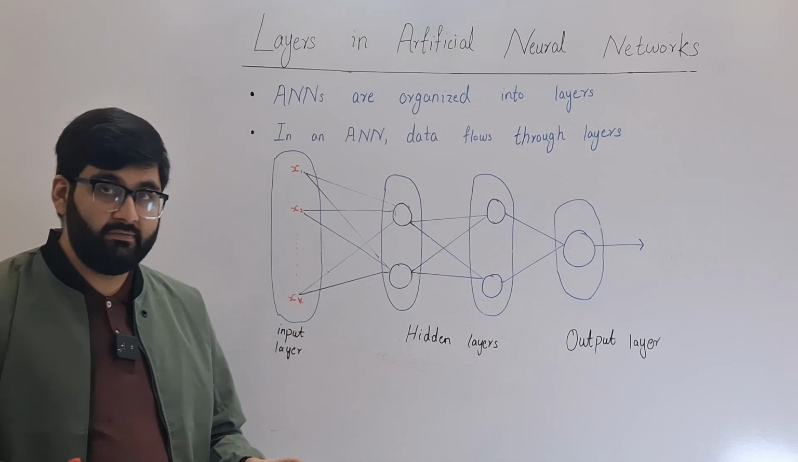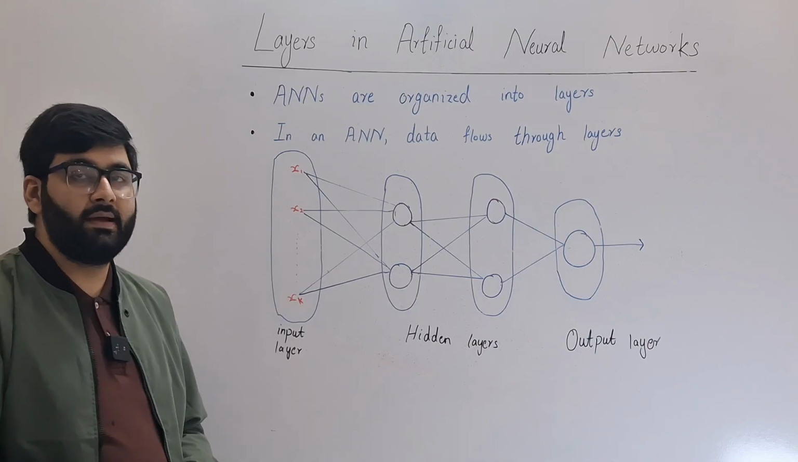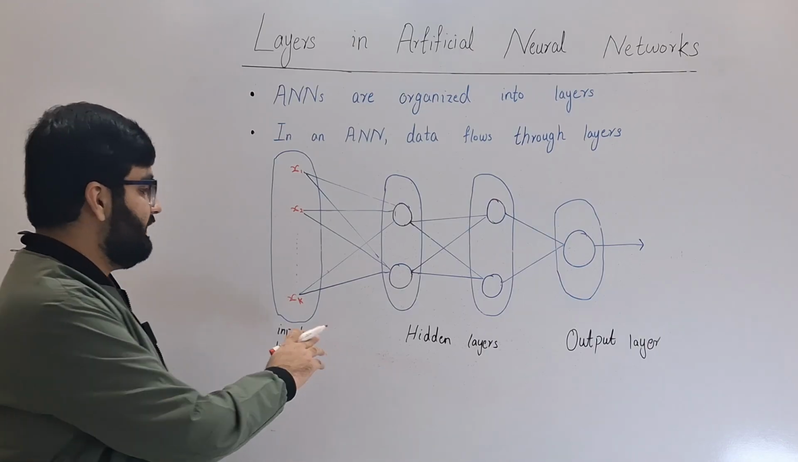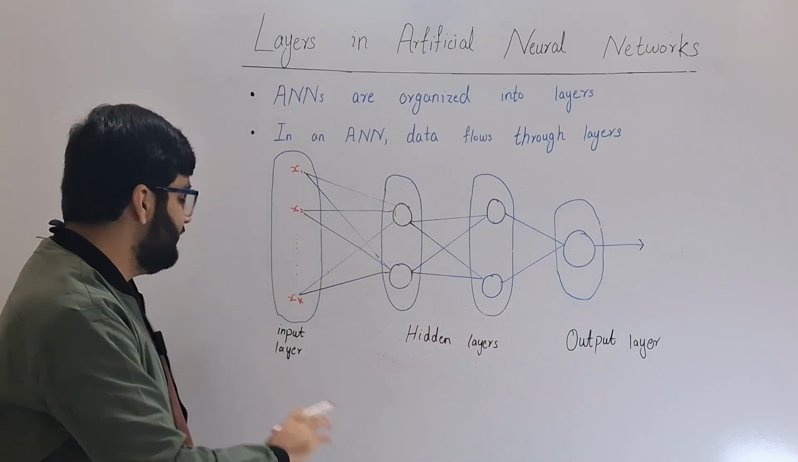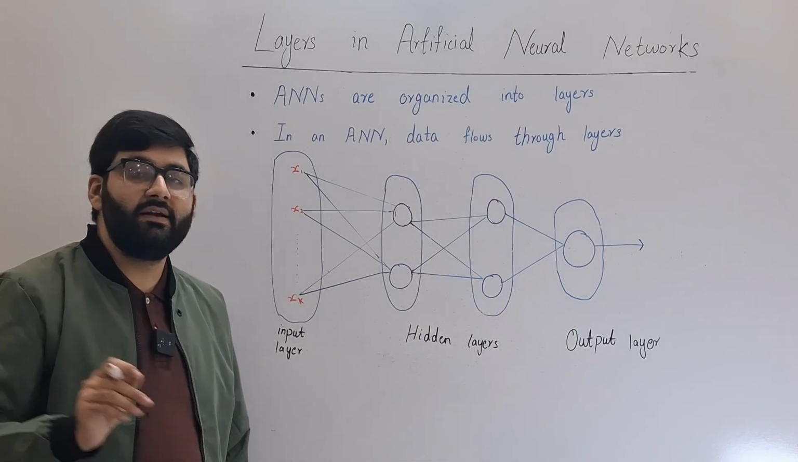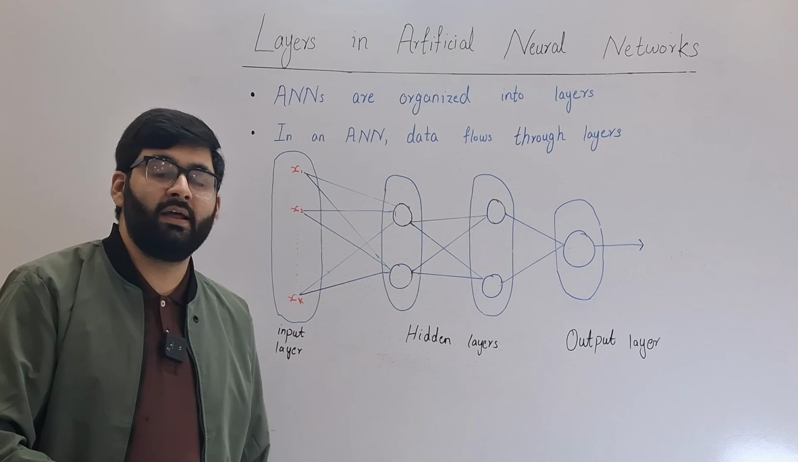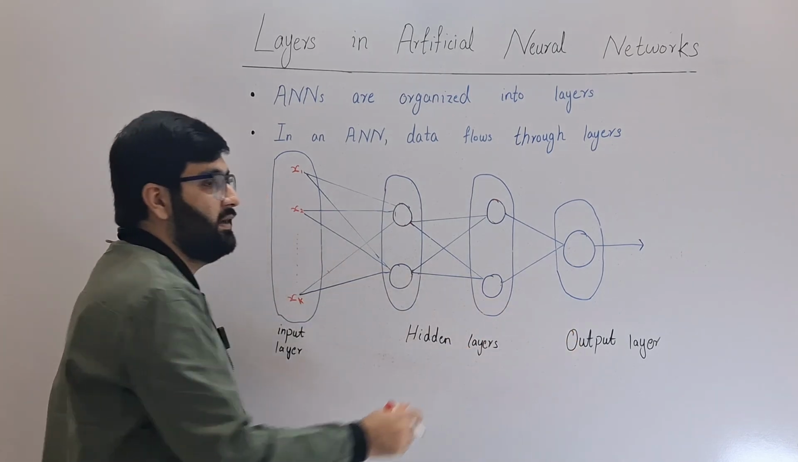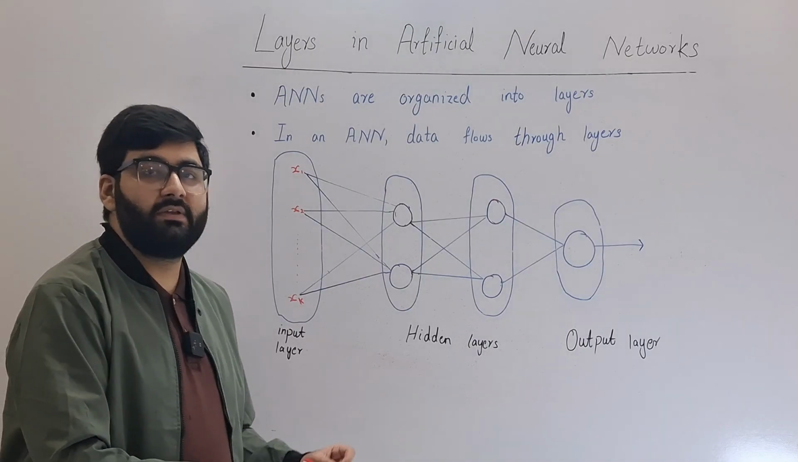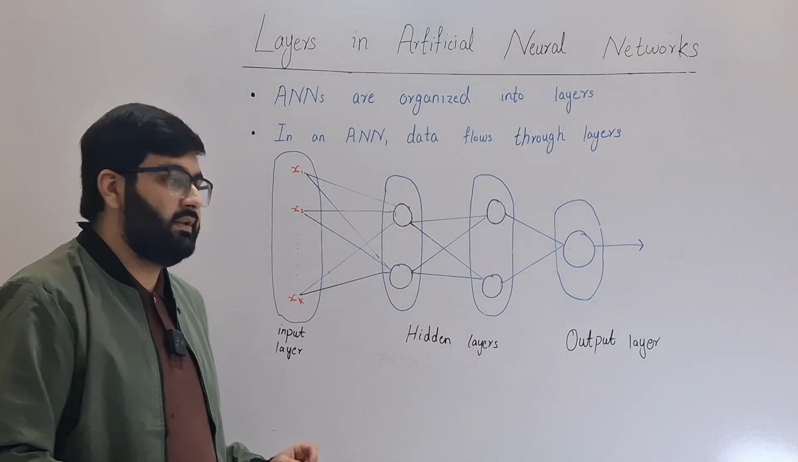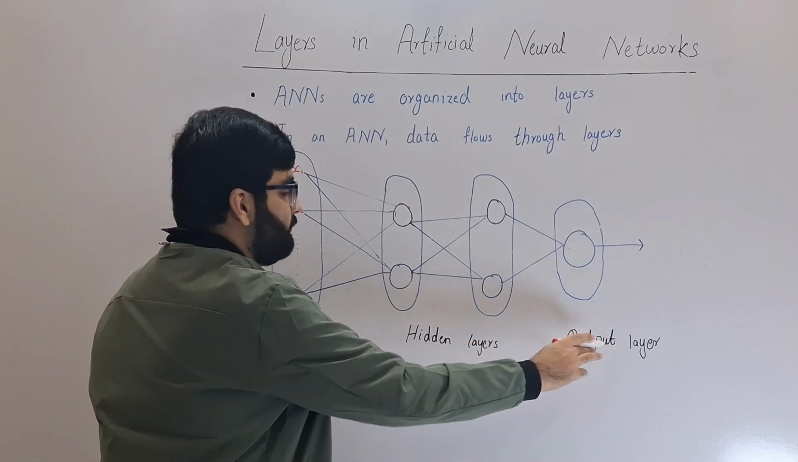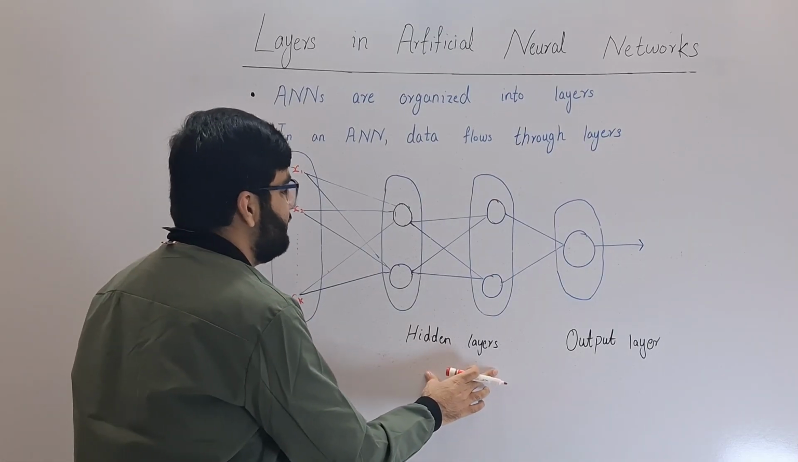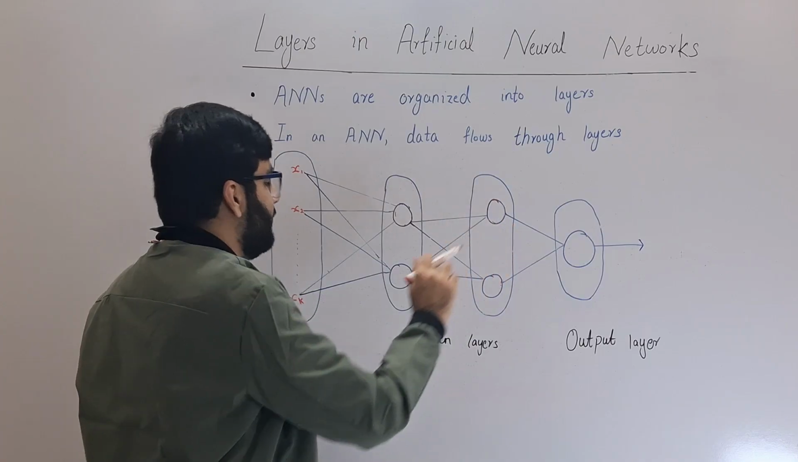The artificial neural network is organized into layers. In an ANN, the data flows across layers. This is an example artificial neural network. The first layer is the input layer that takes in data from the real world and passes it on to the neural network. The final layer is the output layer, which produces the output of the network. Any layers in between the input layer and the output layer are called the hidden layers. In this scenario, we have two hidden layers, both having two neurons.